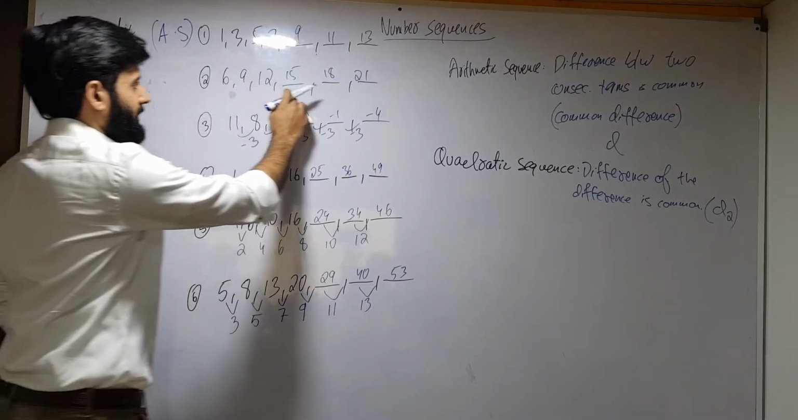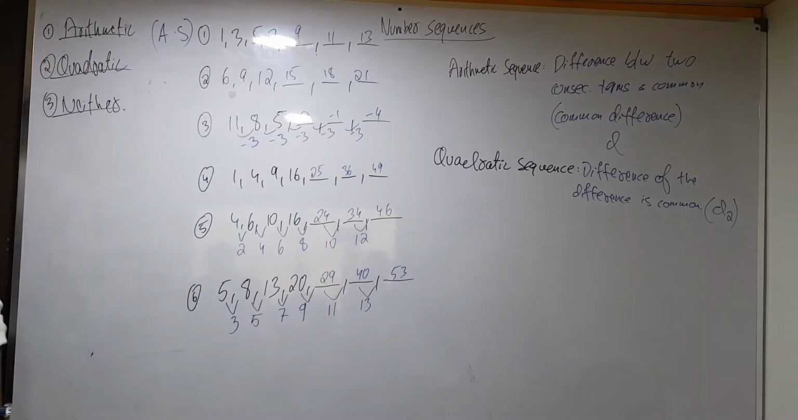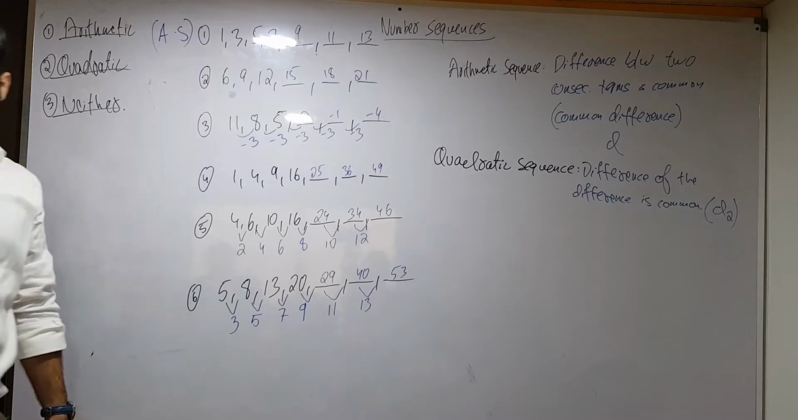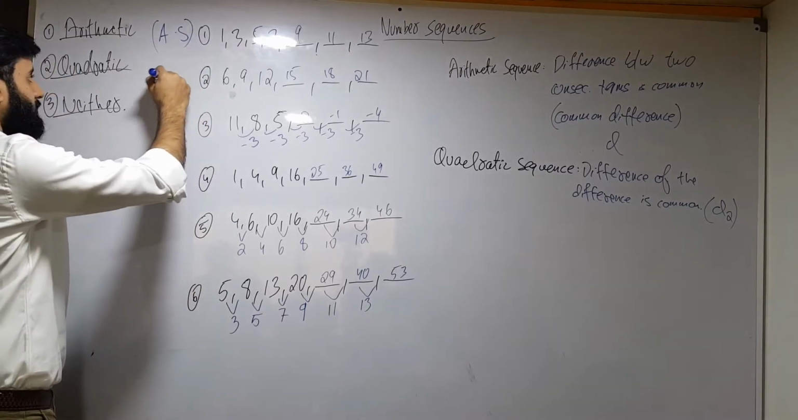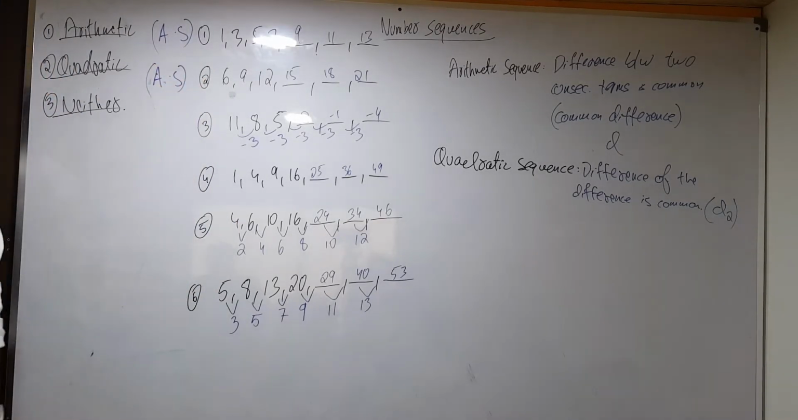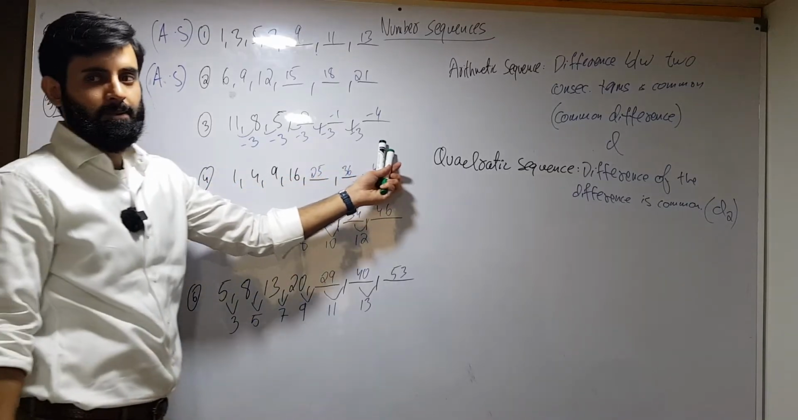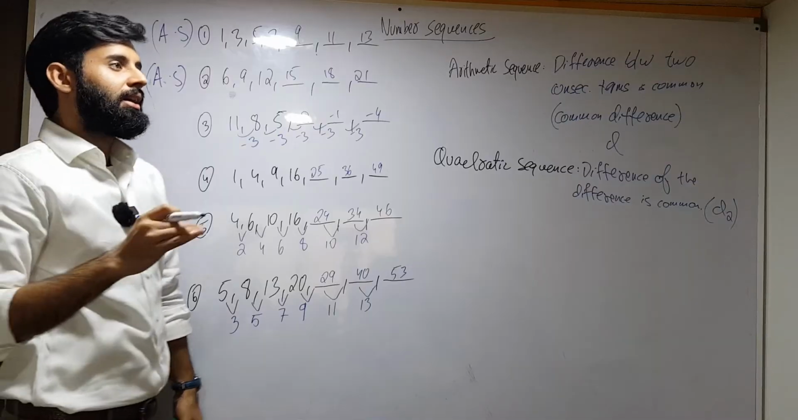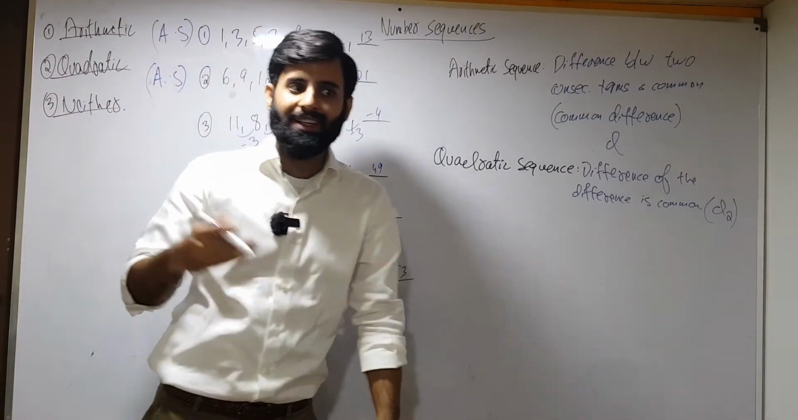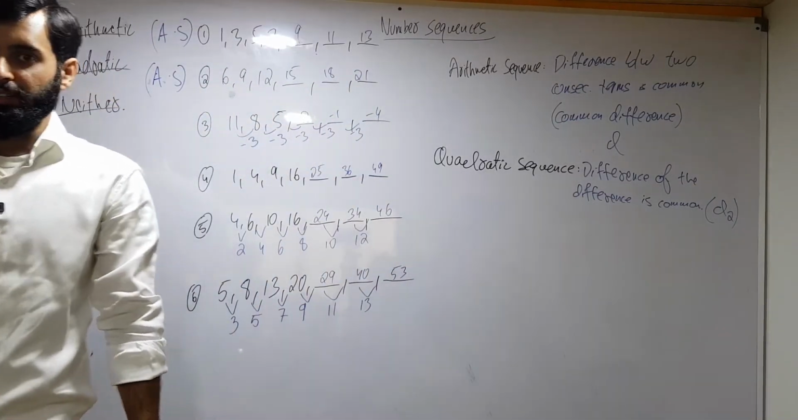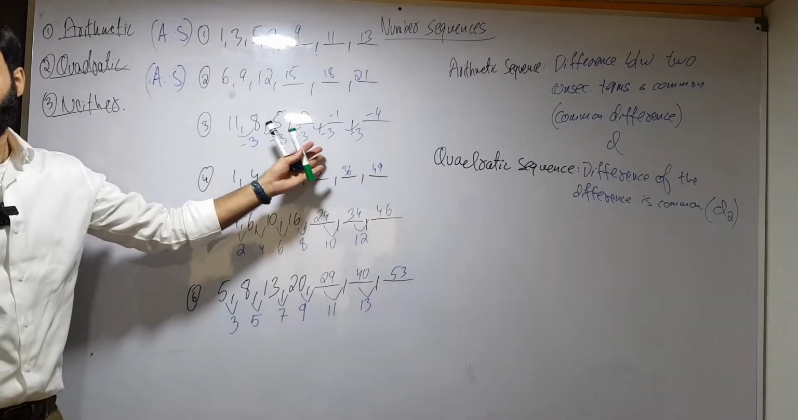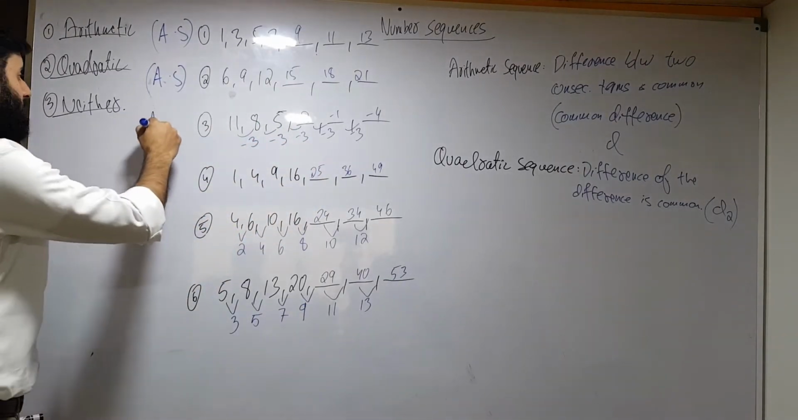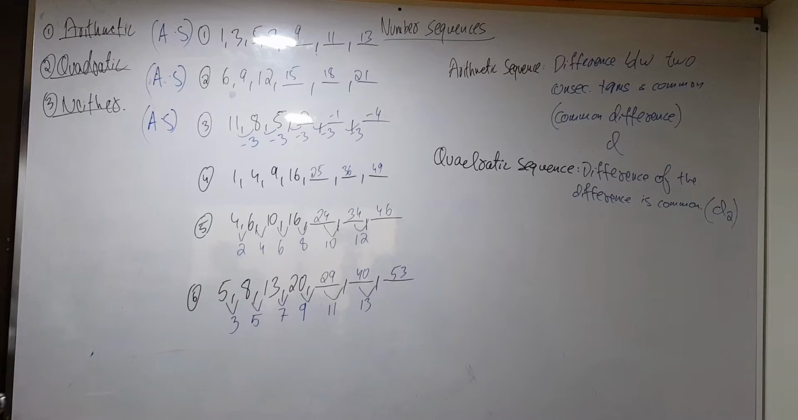Alright, what about this? 6, 9, 12, 15, 18. Plus 3 is the difference. Yeah, 3 is the difference, right? So that means this is also an arithmetic sequence. What about this? The difference is the same. Okay? You can think of it this way. In order to get to the next term, are we consistently adding or subtracting the same value? And the answer to that is yes, we are. Which is why this also qualifies as an arithmetic sequence.